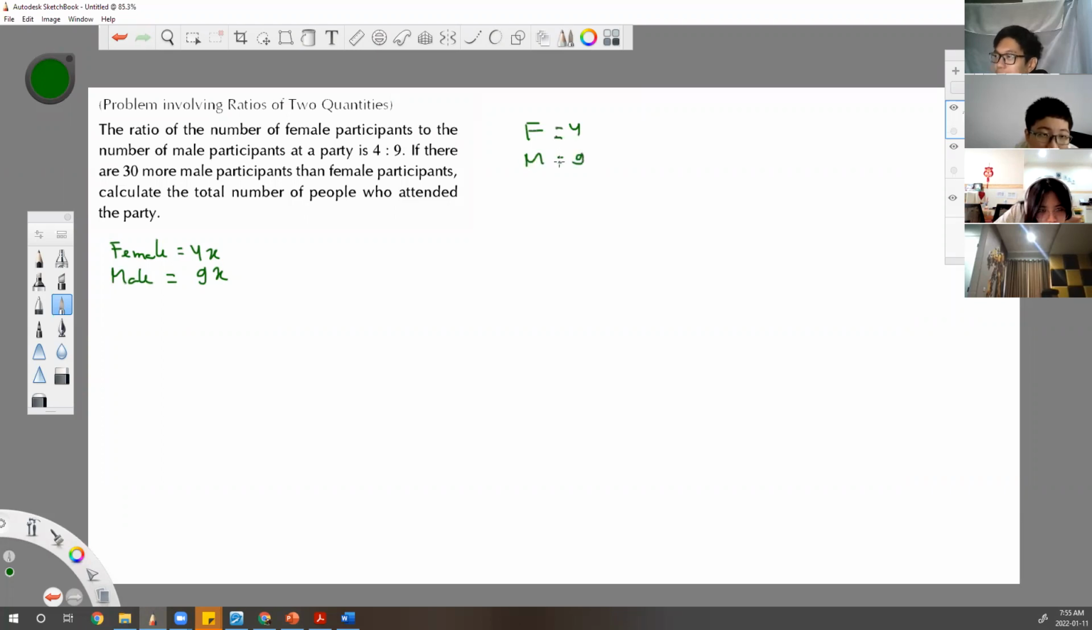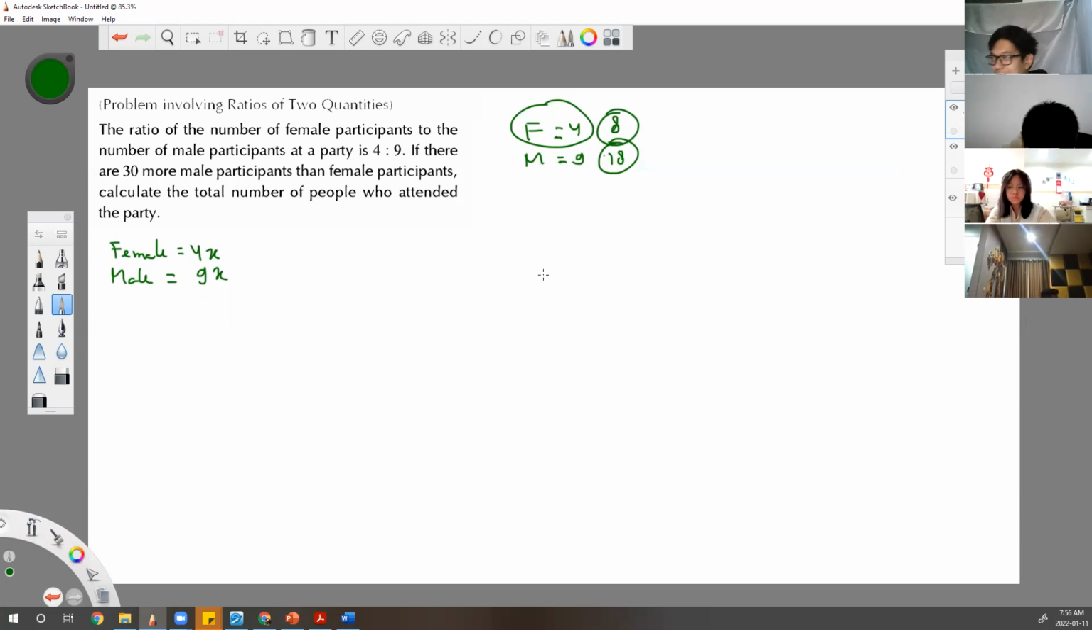Is it 4 students? Is it always 4 students? No. It can be how many, guys? It can be times 2, 8 by 16. 8 by 18 is also 4 by 9 when simplified. Right? So make sure you understand this first. Female is not 4 students, but 4 in a ratio. Yes, 4 groups and 9 groups.